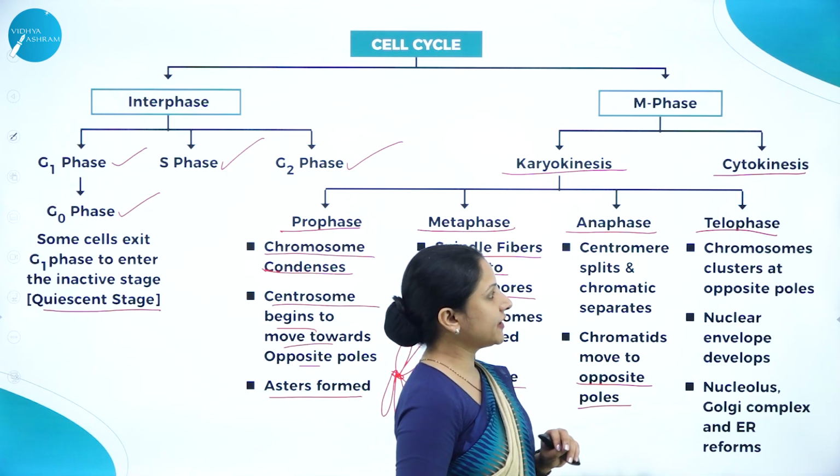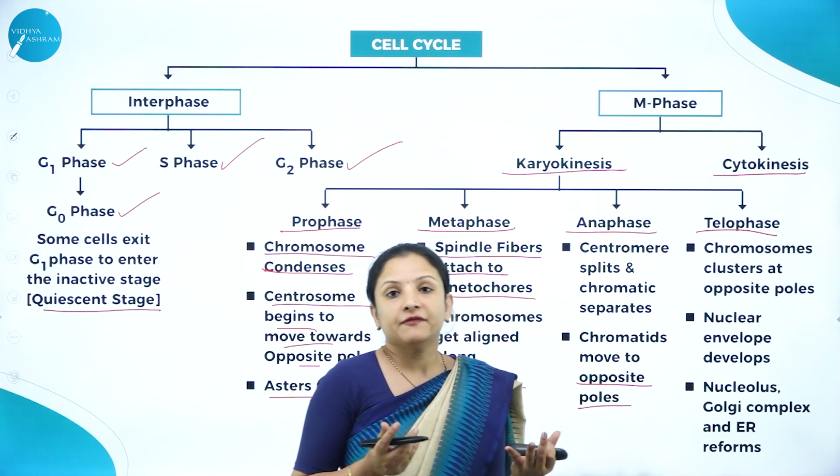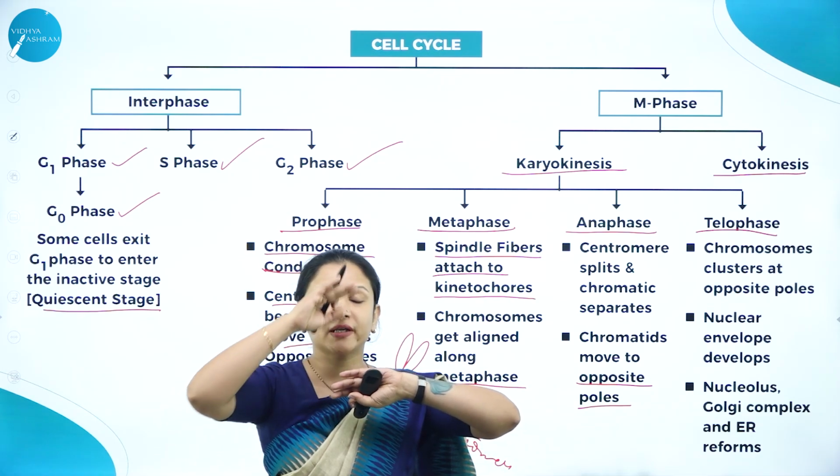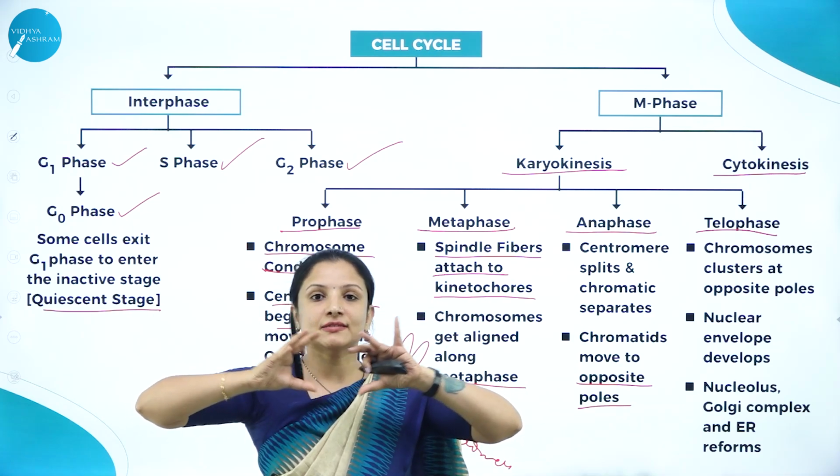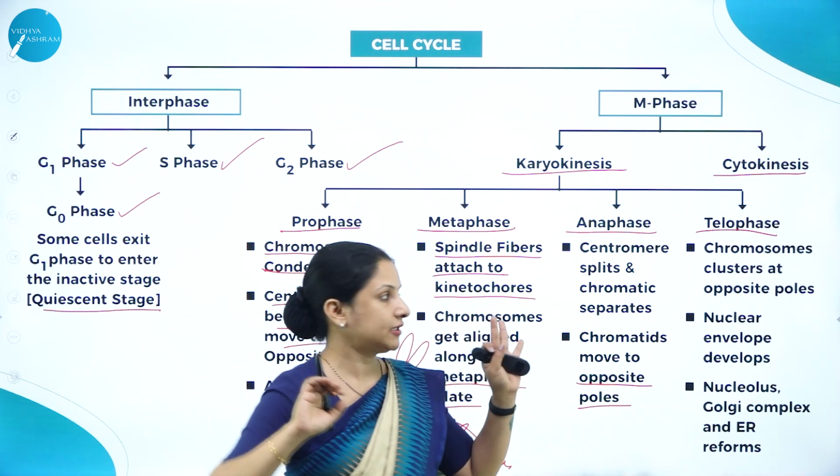Now in anaphase, the chromosomes which were aligned at the metaphase plate start to split and start moving towards the opposite poles. That is what happens.